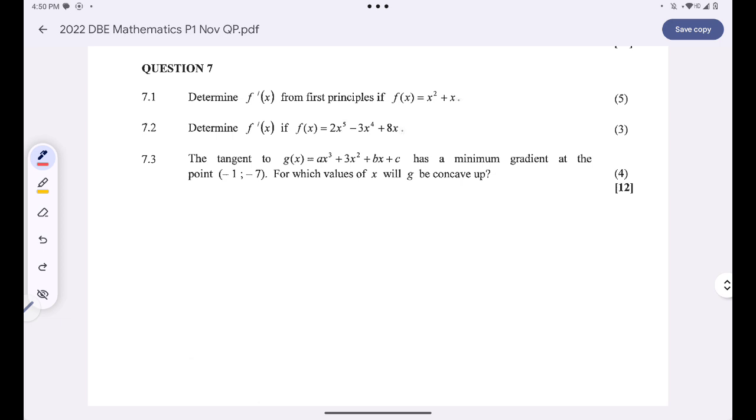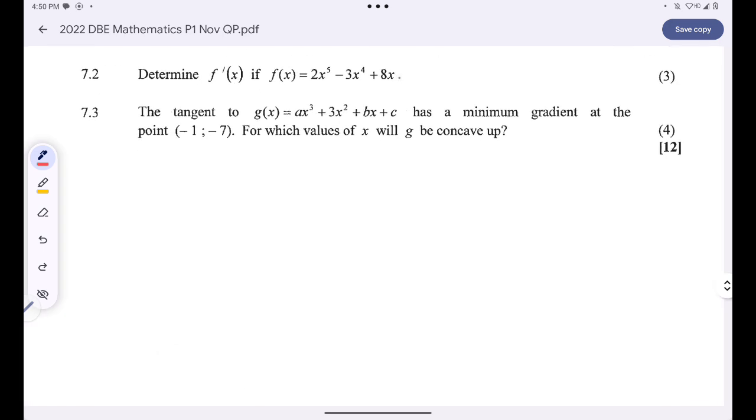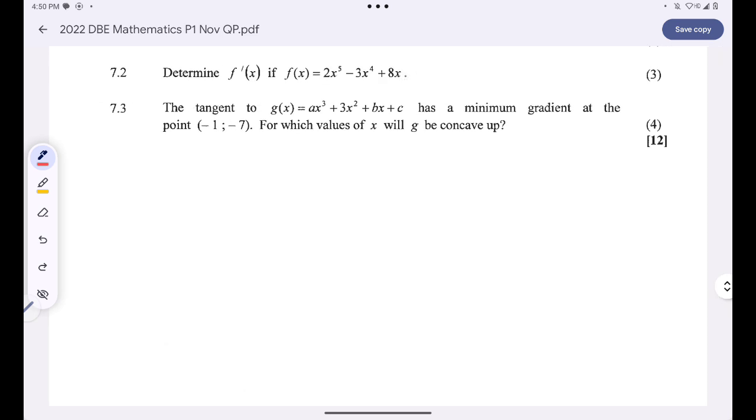Okay, question number 1. I'm supposed to find the derivative of f of x from first principles if f of x is equal to x squared plus x. So finding the derivative from first principle, I simply need to say f prime of x is equal to limit as h approaches 0. I will have f of x plus h minus f of x all over h.